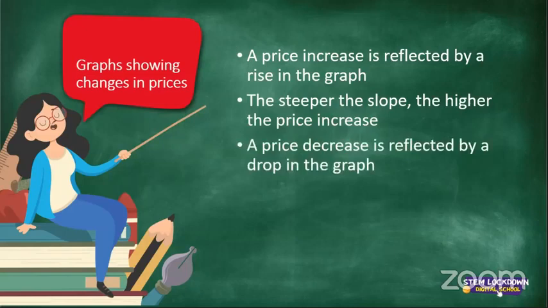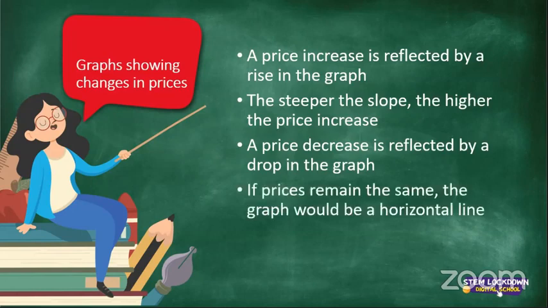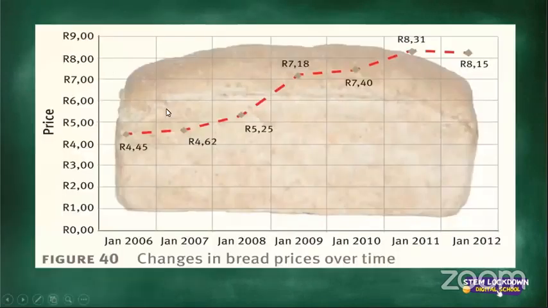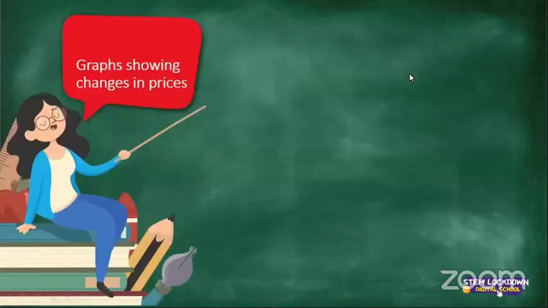A price decrease is reflected by a drop in the graph. So if it decreases, it's a drop in the graph. If prices remain the same, the graph would be a horizontal line. But right now here, we have what? It's increasing slowly, but here it's a bit steeper. This increase was a bit steeper. And then this one was also quite steep, from 5 rands to 7 rand. Then here it was increasing, but at a slower rate. Then it was also a bit steep here. And then here it's almost horizontal. There's a decrease, but it's not that big of a decrease.